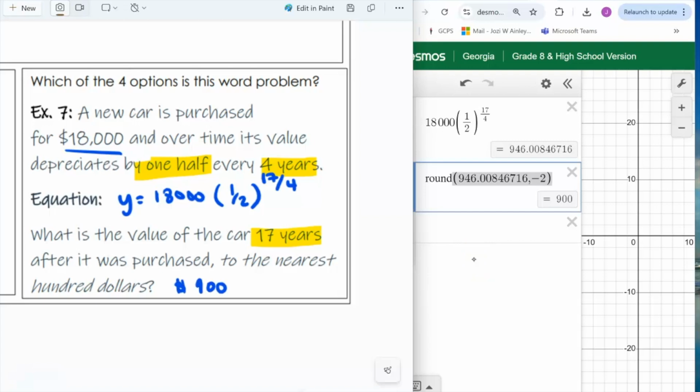And again, just to make sure that we understand this a little bit later, I'm going to put round. So I'm going to underline 100, rounded 946.00846, and so on, comma, minus 2. That way I have in my notes how to round. Complete example 4. Let's practice.